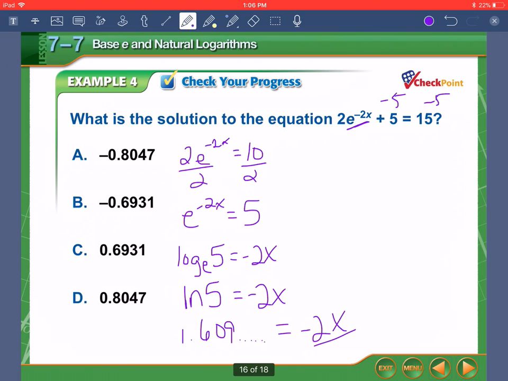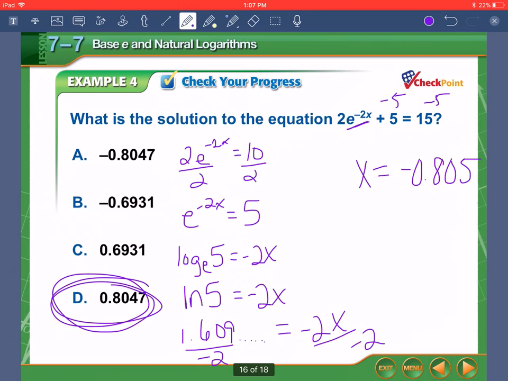Now I'm going to divide both sides by negative 2, and then I can eventually round. So 1.609 on and on divided by negative 2 gives me negative 0.805, well, 47. So if I was rounding to the thousandths place, that would be a 5.